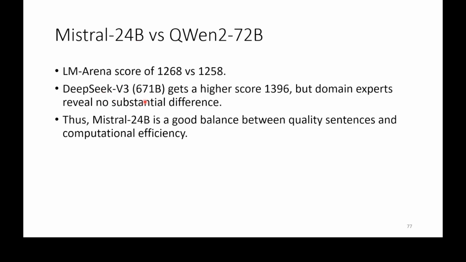And there's a giant model, DeepSeek V3, with 671 billion parameters. Of course its score is higher, 1396, but domain experts don't feel a significant difference. So what does it mean? Mistral 24B is a very good balance between output sentence quality and computational efficiency. You can run it on a single 4090 GPU. It is a miracle. So what is the LMArena score?